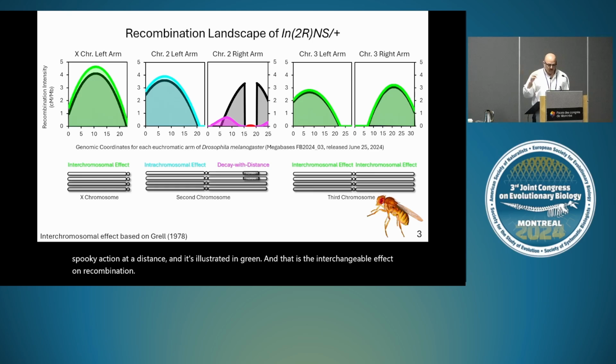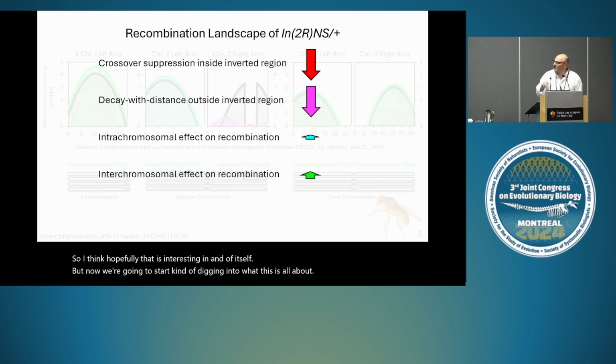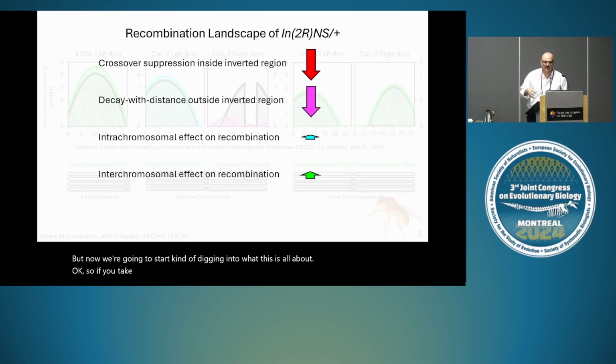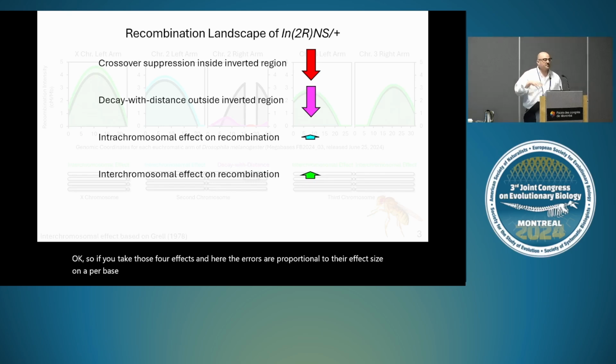So I think hopefully that is interesting in and of itself, but now we're going to start digging into what this is all about. Okay, so if you take those 4 effects, and here the arrows are proportional to their effect size on a per base level, it's absolutely dominated by the local suppression.